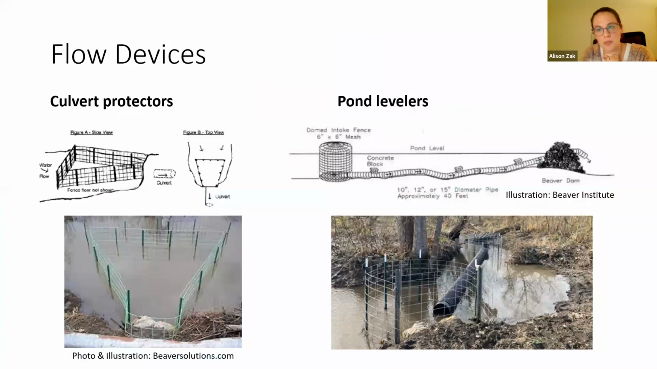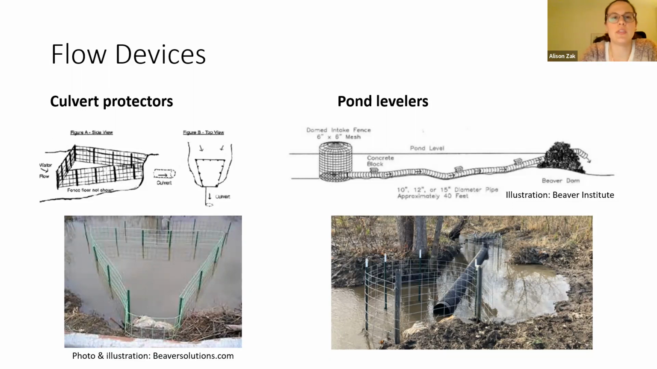For the flooding problem, flow devices are the things that are going to lower the water level and allow beavers to remain on the landscape doing what beavers do. You may have heard flow devices referred to as beaver deceivers, beaver baffles, castor masters. There are so many different fun, cute names for these devices, but I just use the umbrella term flow device. You can break that down into two different types.